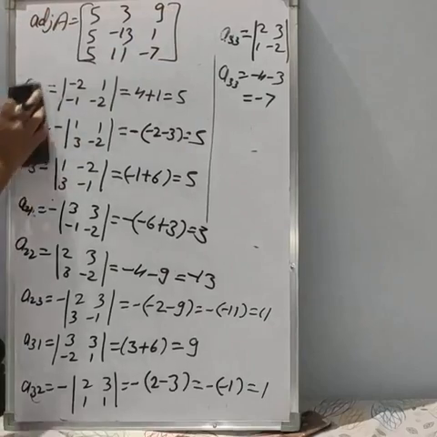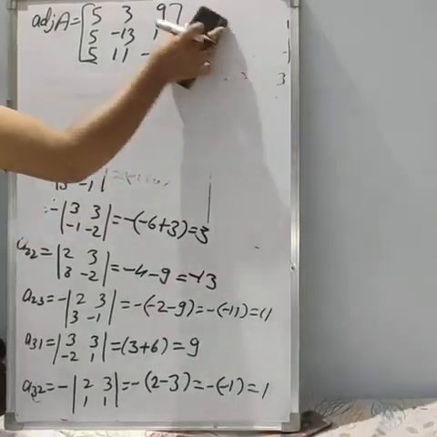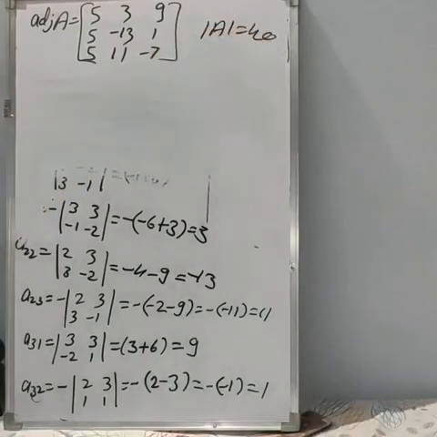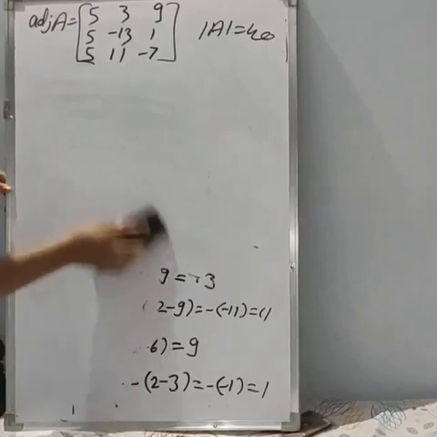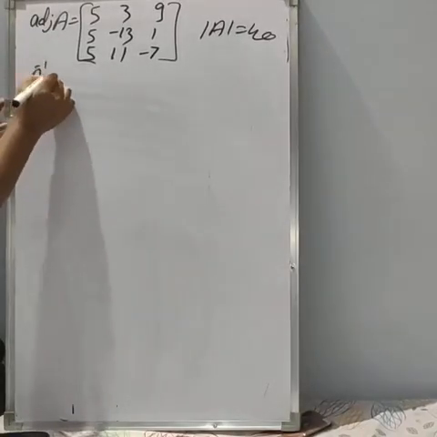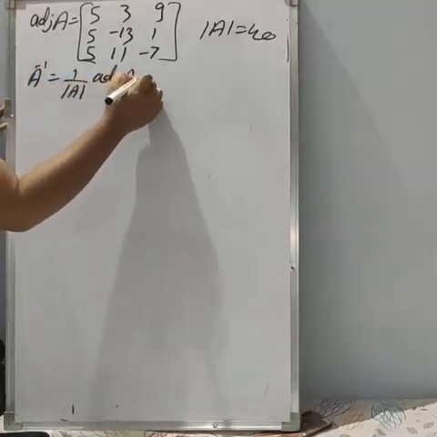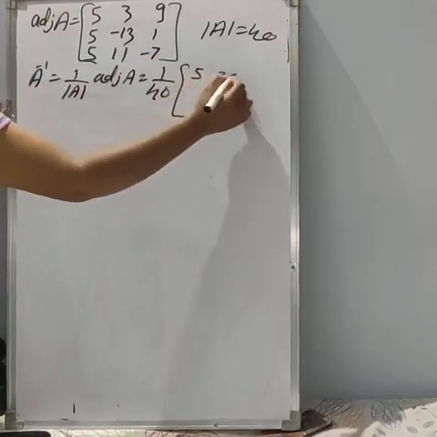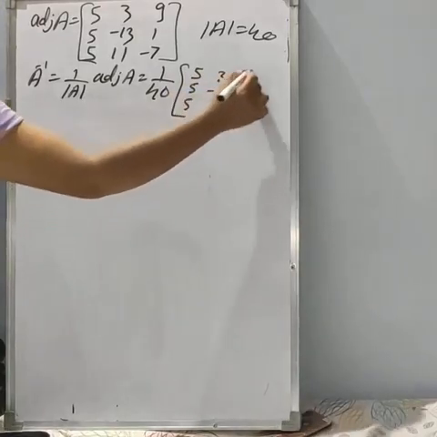Now we have the adjoint of the matrix, and the determinant of A, that is 40. So we can write the inverse of this matrix. What is A inverse then? 1 upon determinant of A into adjoint of A. So 1 upon 40, and adjoint of A is 5, 3, 9; 5, minus 13, 1; 5, 11, minus 7.